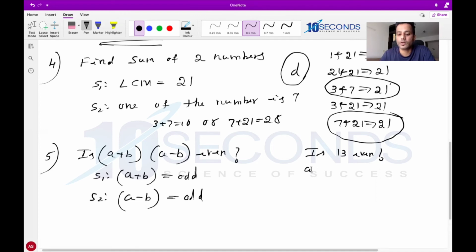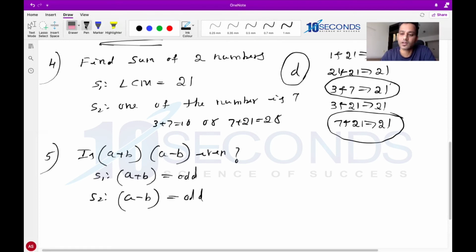Two options, yes or no, that's it. Now the answer for the question is no. Is the question answered or not? Question is answered, answer is no, right? So in data sufficiency, it is all about whether the question can be answered or not.